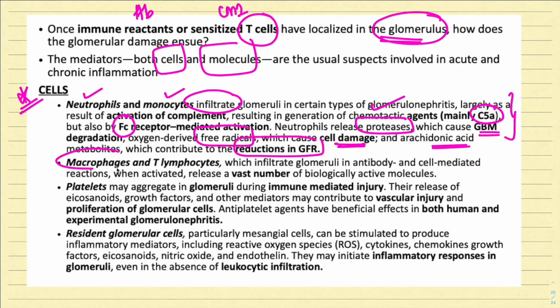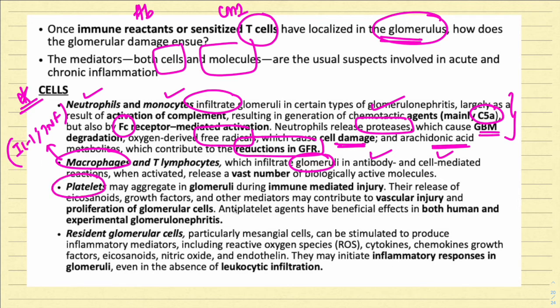Second is the macrophages and the T lymphocytes, which infiltrate the glomerulus mainly in the antibody and CMI mediated reactions. What is the role of macrophages? They are the major releaser of cytokines. Which cytokines are released by the macrophages? It is interleukin 1 as well as TNF that we already remember.